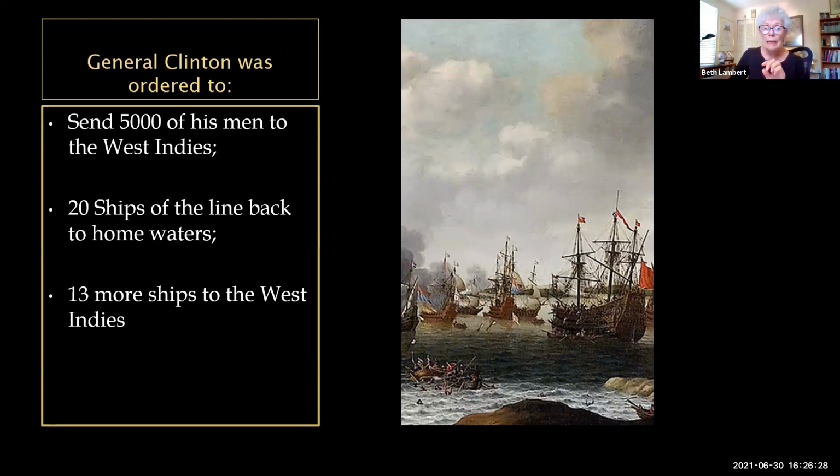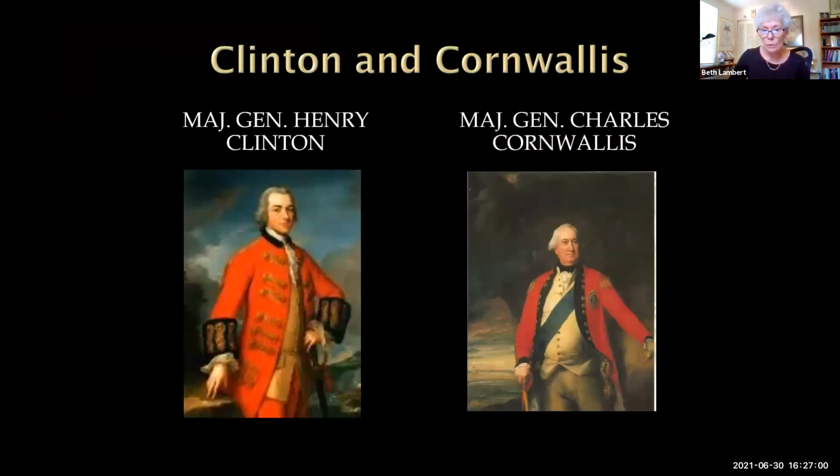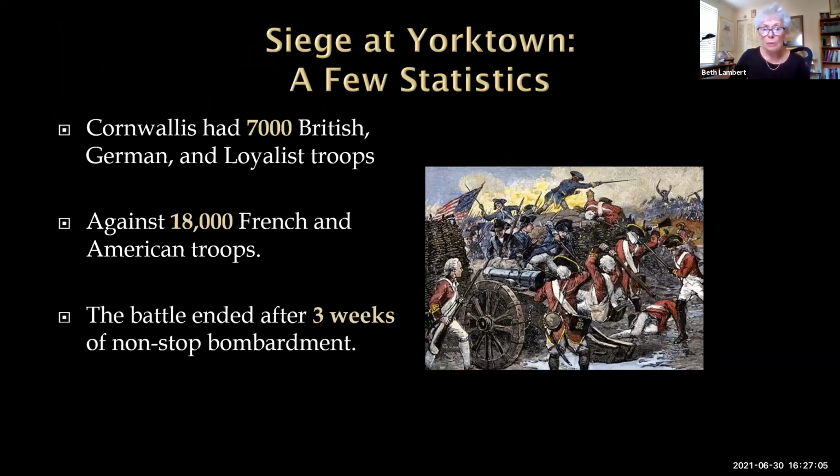And this is what happened, that the commanding general in America during the war, as soon as France entered, he was to send 5,000 of his men to the West Indies, 20 ships of the line back to home waters, 13 more ships to the West Indies. So you already have the troops leaving, and the poor guys who were left, Clinton and Cornwallis, were wrapping it up at the end.